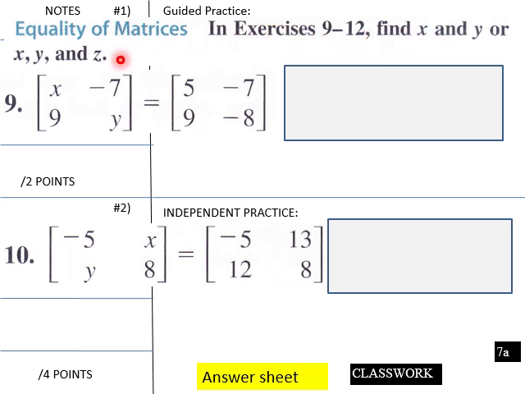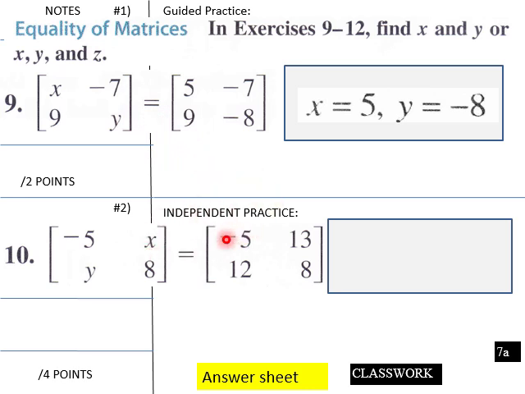Find x and y, or x, y, and z in these matrices here. So x, -7, and then 9, and y equals 5, -7, 9, and -8. So when we're filling in here for our two unknowns, we're saying basically that x equals 5, and then y equals -8. Those are the corresponding positions there.